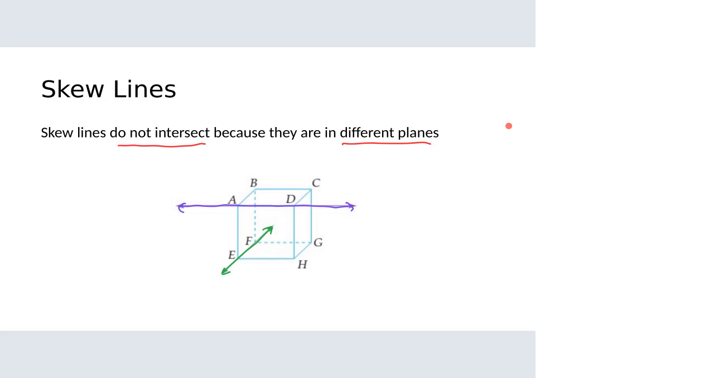BC, for example, would be parallel to AD because they're both in this plane right here at the top of our cube. Those would be parallel lines. But AD and EF, they're not parallel because they're not in the same plane. These are skew lines. And the reason they don't intersect is because they're not even in the same plane. They don't have a chance to intersect. And that's skew lines. They don't intersect because they're in different planes.